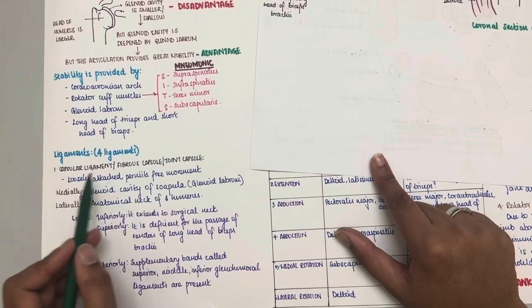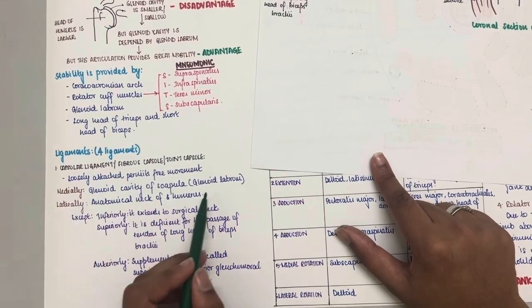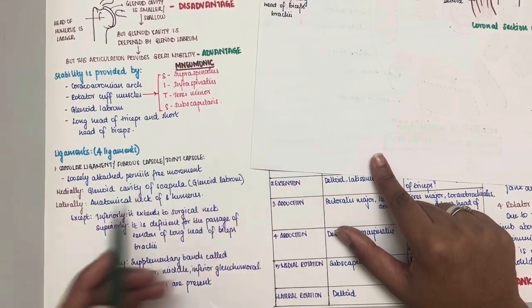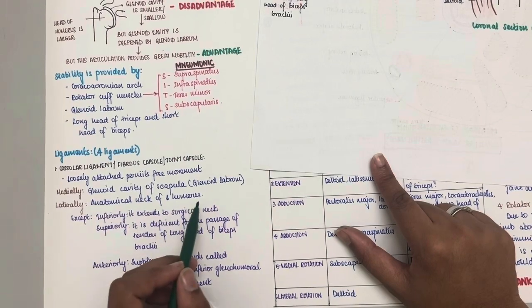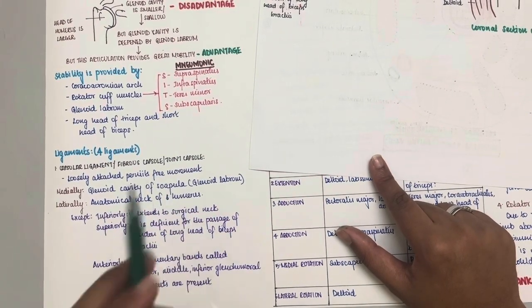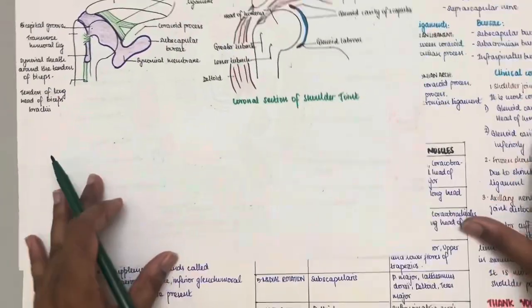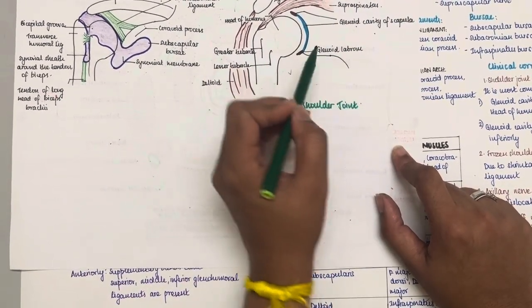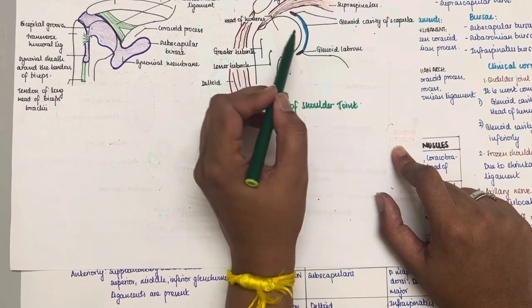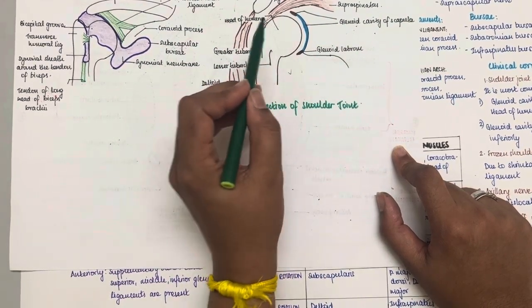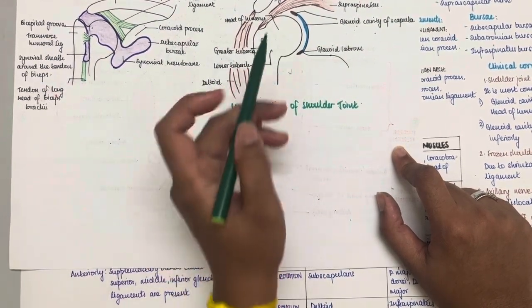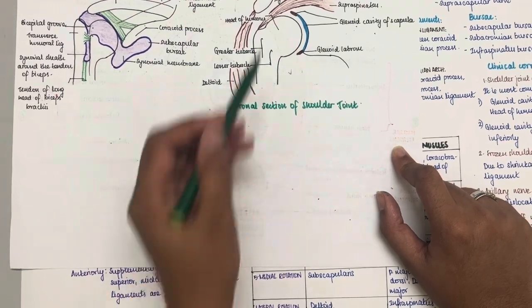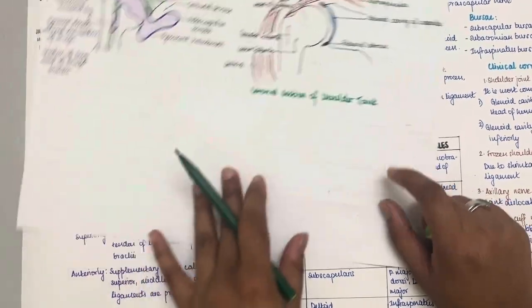So medially, the capsular ligament has glenoid labrum, and laterally it has the anatomical neck of humerus. So here, medially, it has the glenoid labrum. We already said that the blue color thing is the glenoid labrum, and laterally it has the anatomical neck of humerus. This is the anatomical neck of humerus.